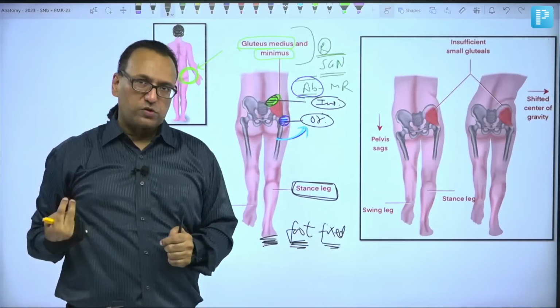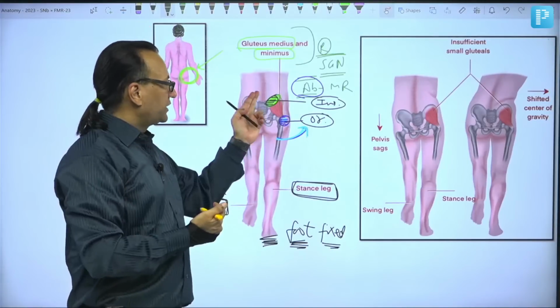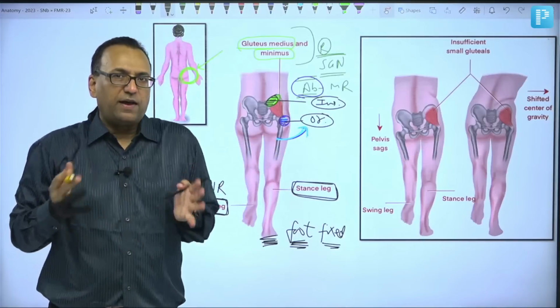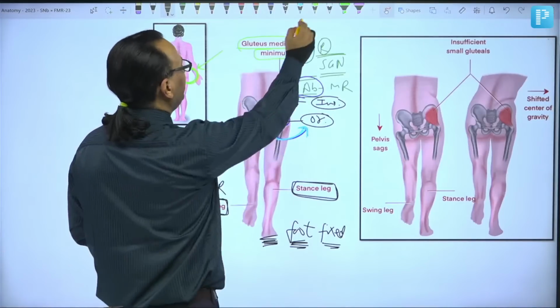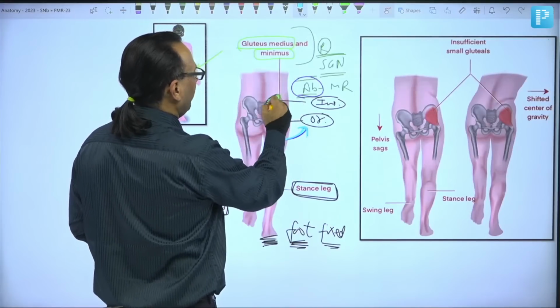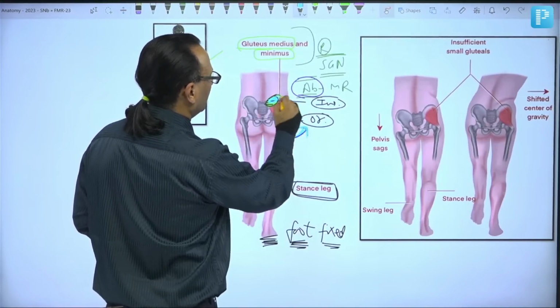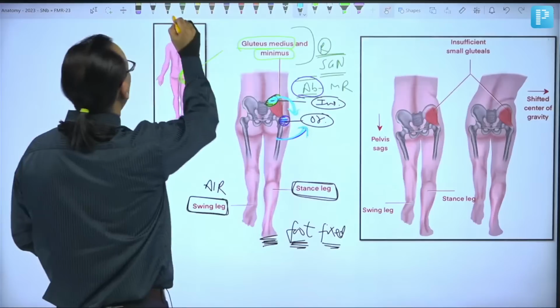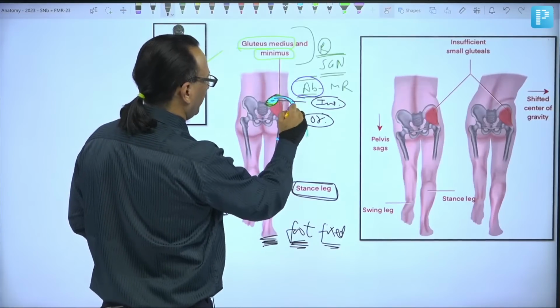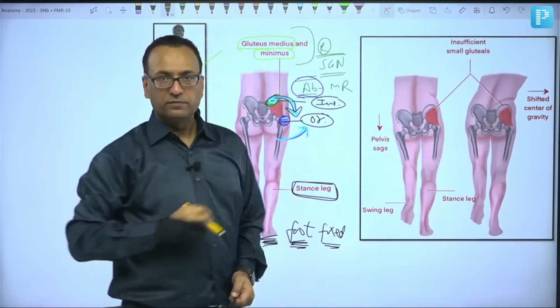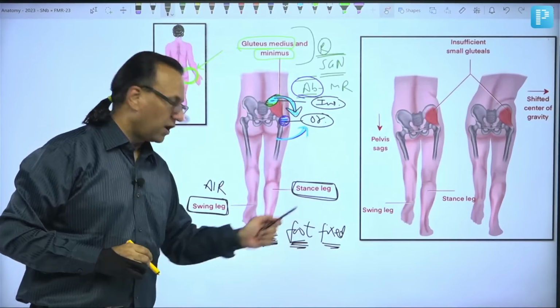Insertion will move close to the origin. Okay, fine, but what does that mean? It means the hip bone will be pulled down. But why do you want to pull the hip bone down when the foot is fixed to the ground?